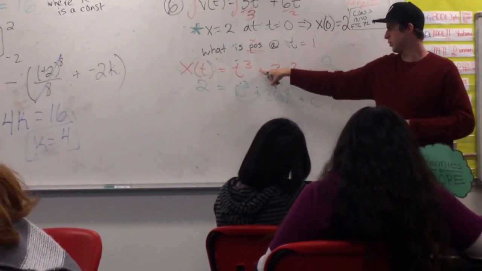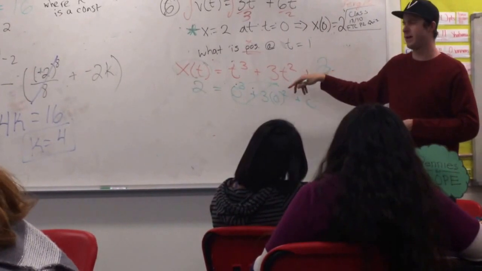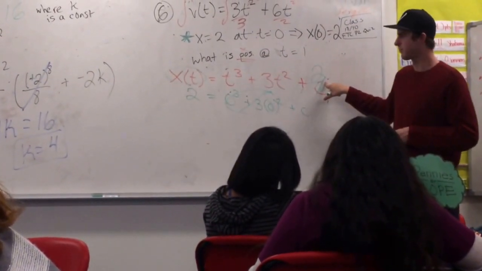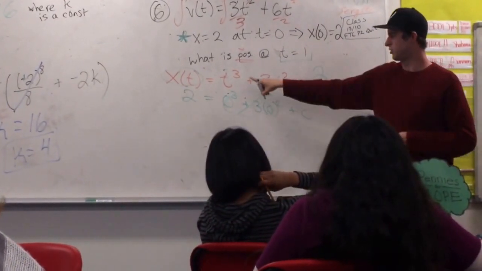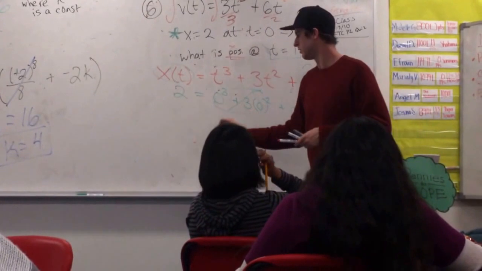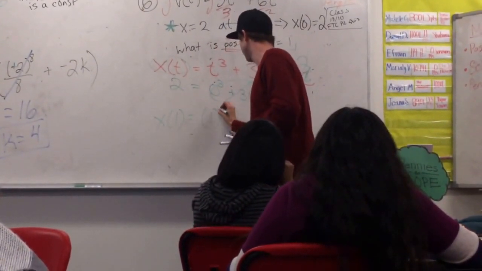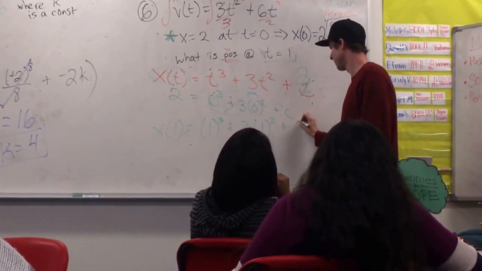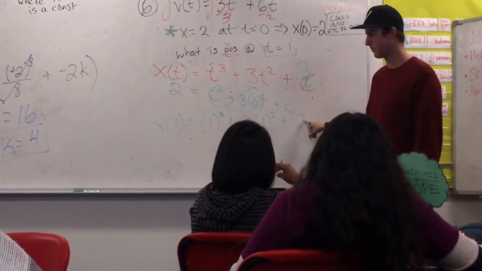So I have t cubed plus 3t squared plus 2. That's what x is. If it asked you to find a formula for the position, that would be your answer. But it asks, what is the position at time 1? So I just plug in 1. So I'm going to have x of 1 equals 1 cubed plus 3 times 1 squared plus 2. 1 plus 3 plus 2, 6.